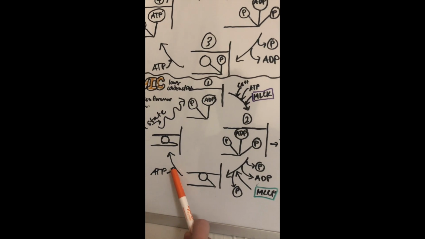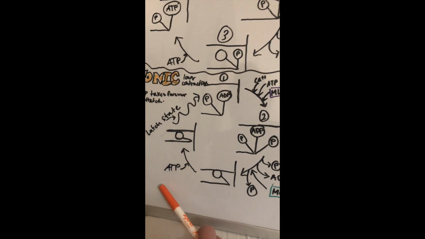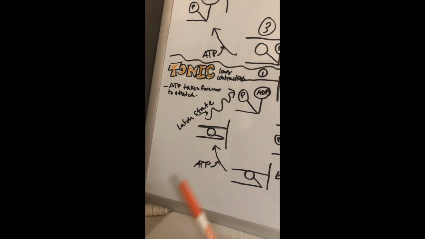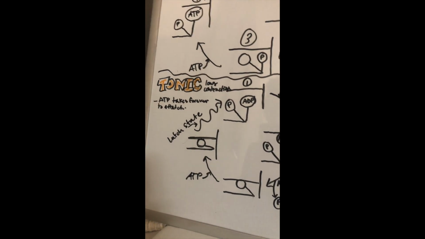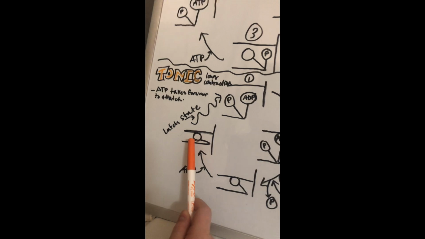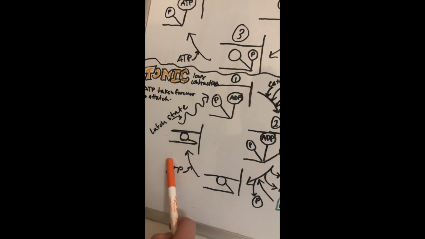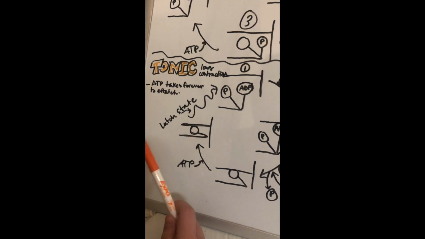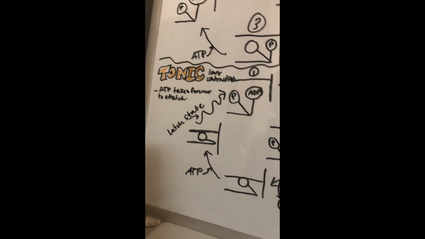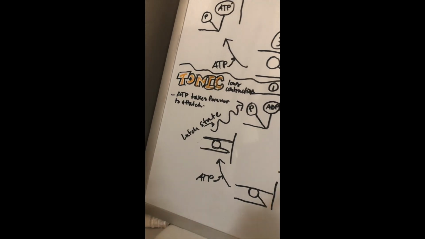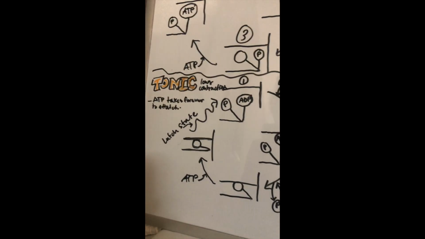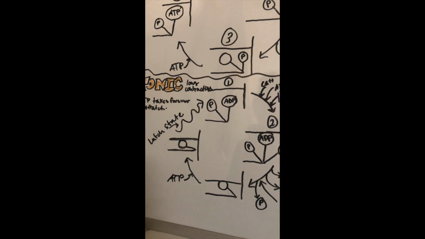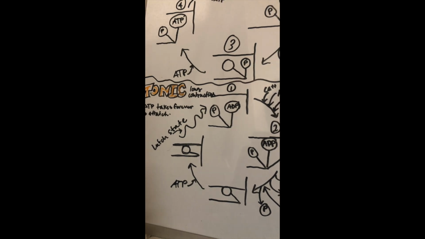Then when we try to put our ATP in, this causes what is called the latch state. It takes forever for ATP to enter the myosin head and to bind. It takes forever for this to attach, and that's where we get our latch state or our lagging phase.